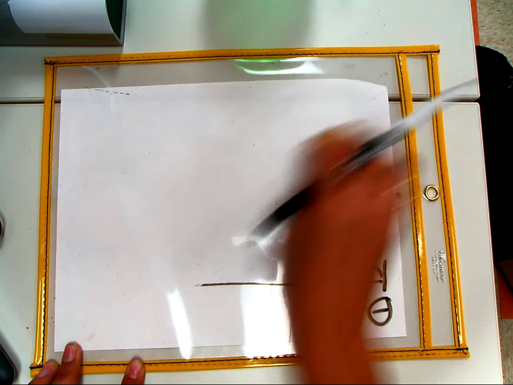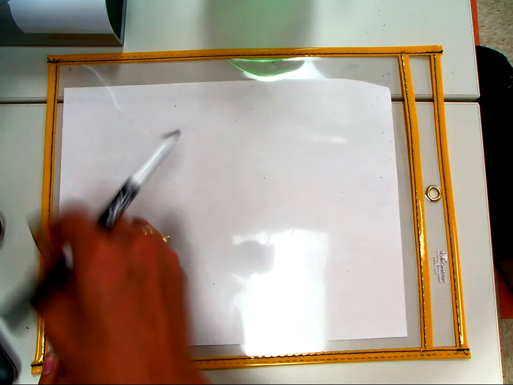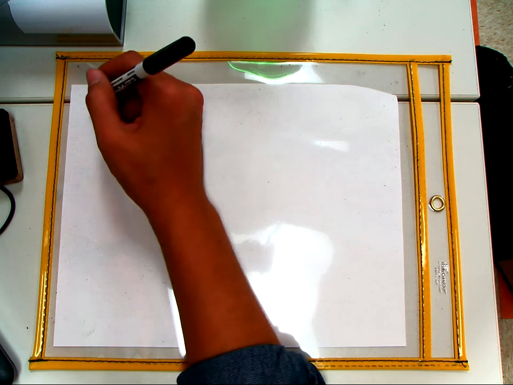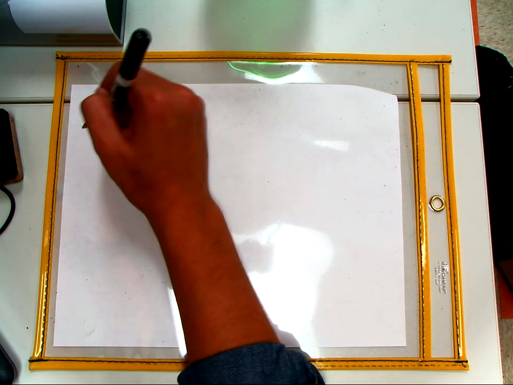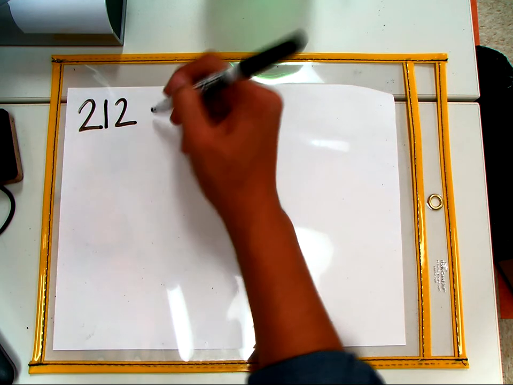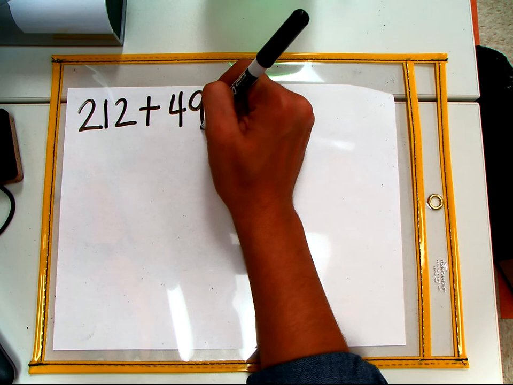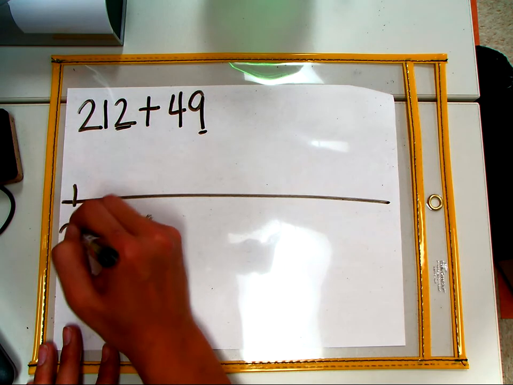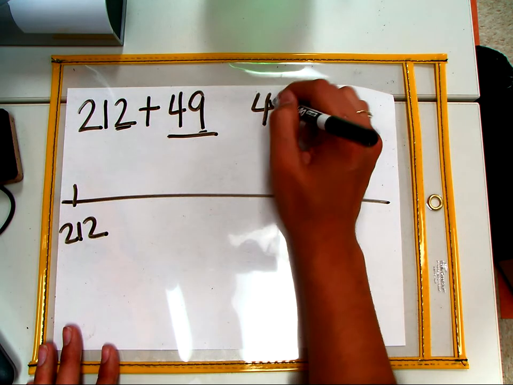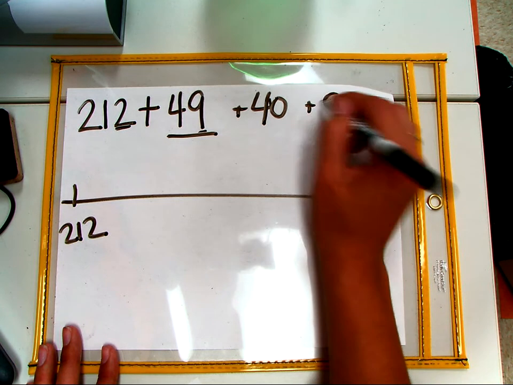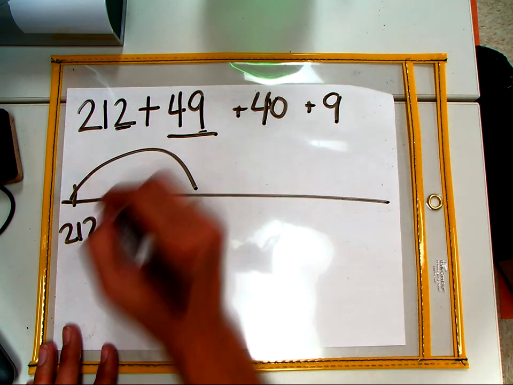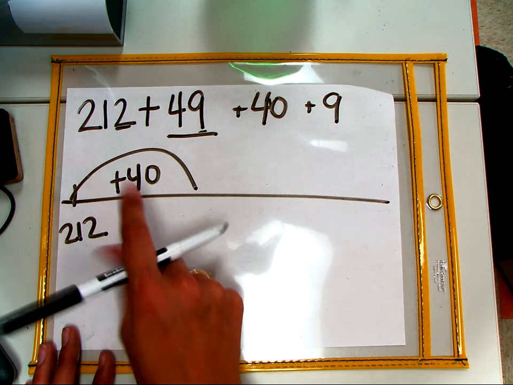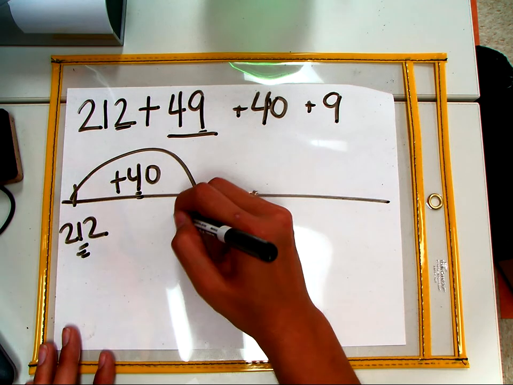One other thing that students might see, if they were doing a problem with regrouping, they might see 212 plus 49. They'll see regrouping in the ones place. So if I start at 212, I know that I need to break 49 into 40 and 9. The 40 isn't a problem for me to add because I only have one group of 10 right now. So 212 plus 40, I'm adding the tens place, gets me to 252.